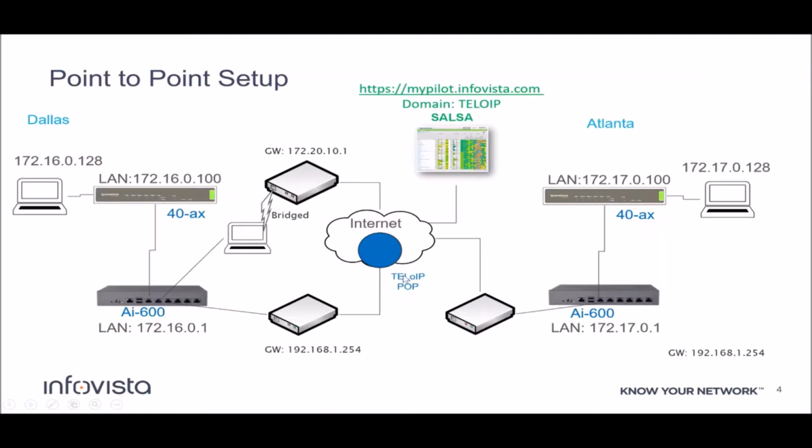Just a recall of our setup, we have 2 sites, Atlanta and Dallas. In Atlanta, we have a PC connected via a 4AX and Infovista box. This box is going to give us the layer 7 capabilities of visibility of applications and dynamic quality of service. While this box over here, the 600 of TELOIP, is going to give us the layer 3 capabilities over the internet through the TELOIP POPs. In Dallas, where I am located, we have the same topology in chain, the 4AX with the 600 box, but we have 2 links with 2 different service providers connected through the internet.